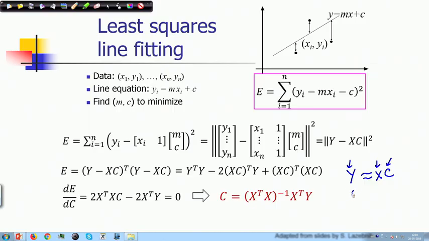So, I will be multiplying y with x transpose. On both sides I will be multiplying x transpose, then C can be written as (x transpose x) inverse x transpose y. That is exactly what you have derived here. It is the result of minimization of the error.